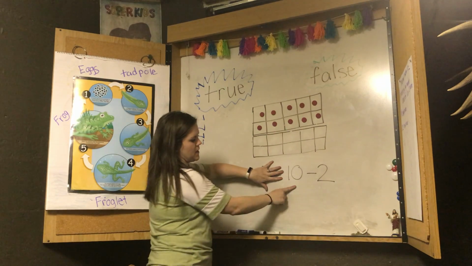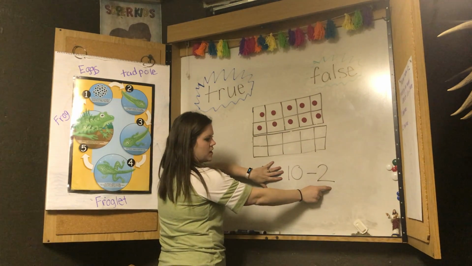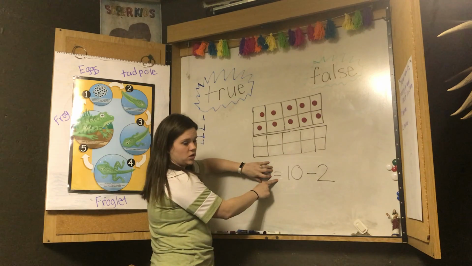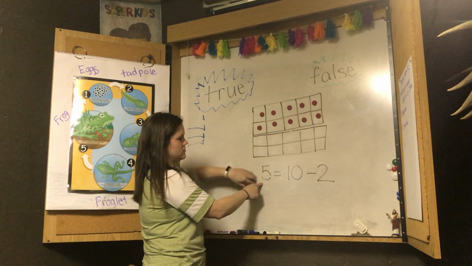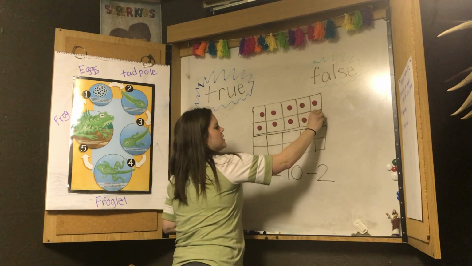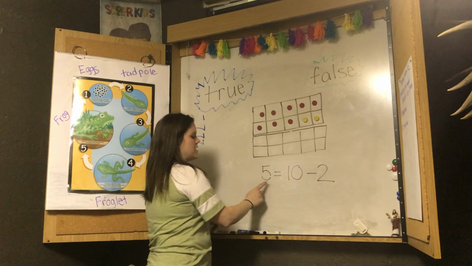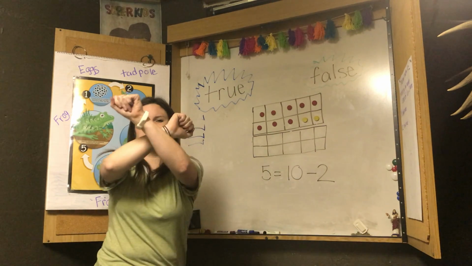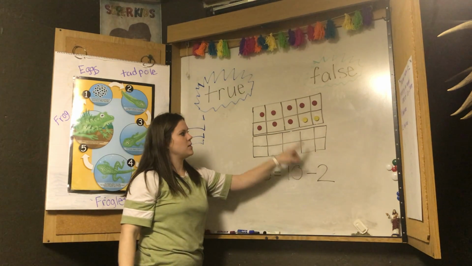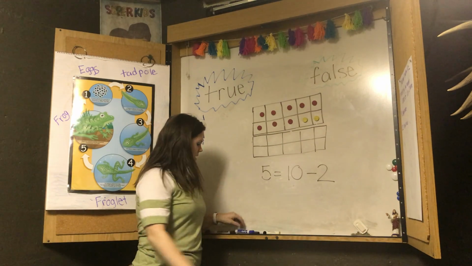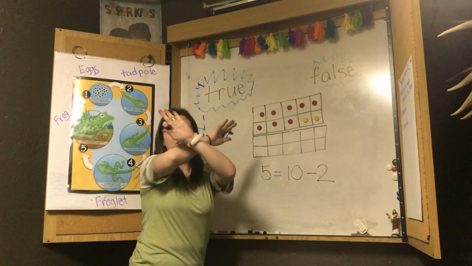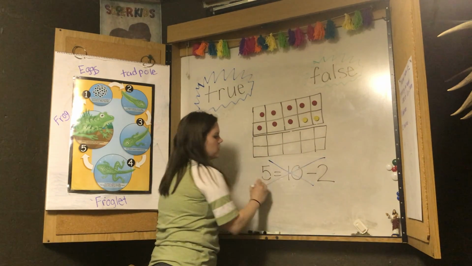Okay, this is my number sentence, right? 10 minus 2. And I have to figure out if that is equal to 5. Well, here's my 10. And I'm going to take away 2. Is 10 minus 2 5? 10 minus 2 is equal to 8. This equation is false. Give that a big ol' X.